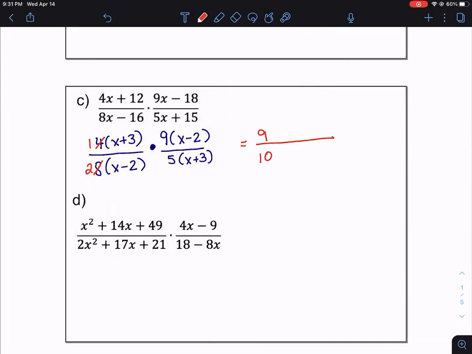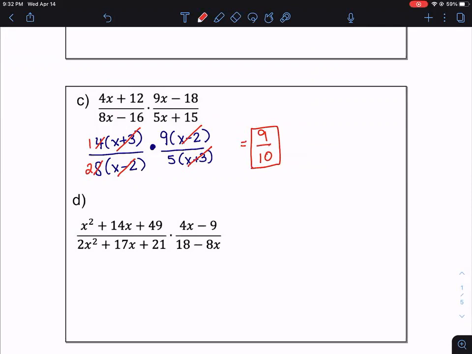Now, as you can see, I have an x plus 3 on the top and an x plus 3 on the bottom. As long as they are not directly across, they can be straight up and down or diagonal. You can cancel them. And then the same goes with the x minus 2's. So my final answer will be 9 over 10.